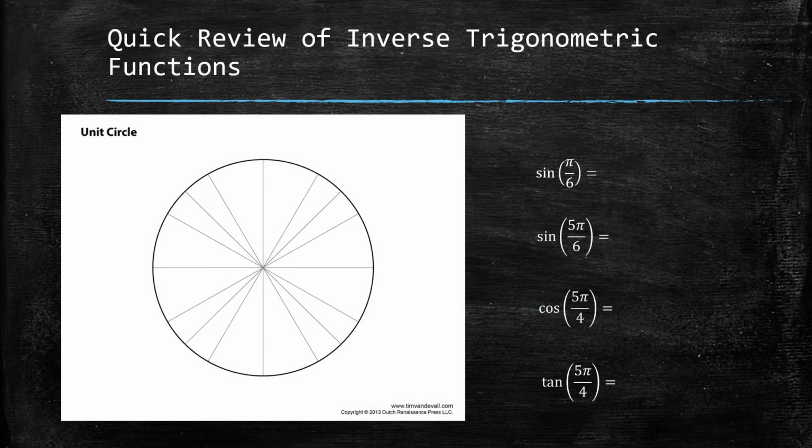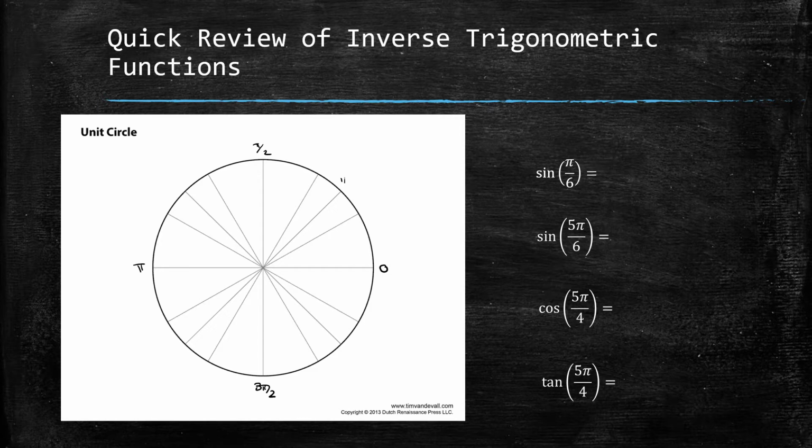Okay, so here's our unit circle. Let me start labeling some of the angles and points on the unit circle. So our quadrant angles are 0, pi over 2 at the top, pi, and 3 pi over 2 at the bottom. The quarter marks, I'll do those next.